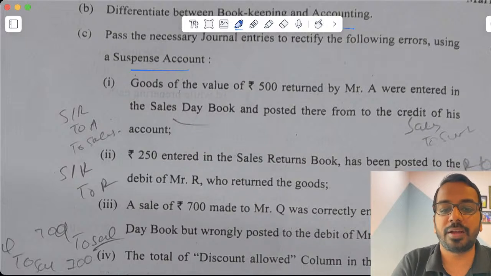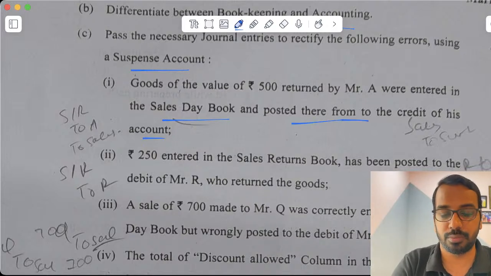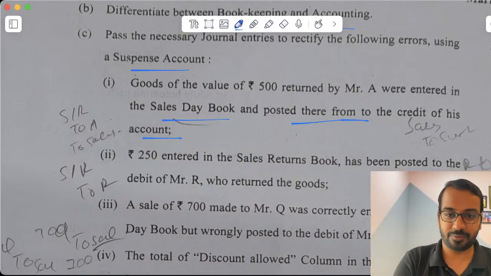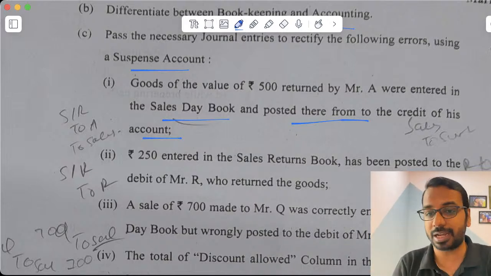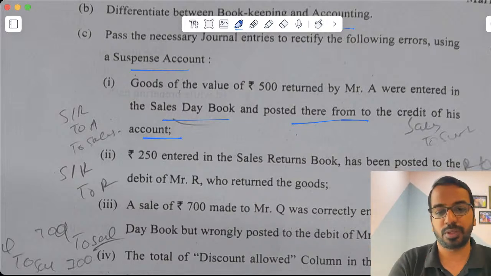Goods of the value 500 returned by A were entered in the sales day book, and from there to the credit of his account. What does this mean? They are posted in sales day book, means sales has gone up. So we will rectify that. It has gone to the credit of his account. Is that correct? That is correct, so that is not to be adjusted. So what you have to adjust? You have to show the sales return. You have to reduce the sales and go to suspense.